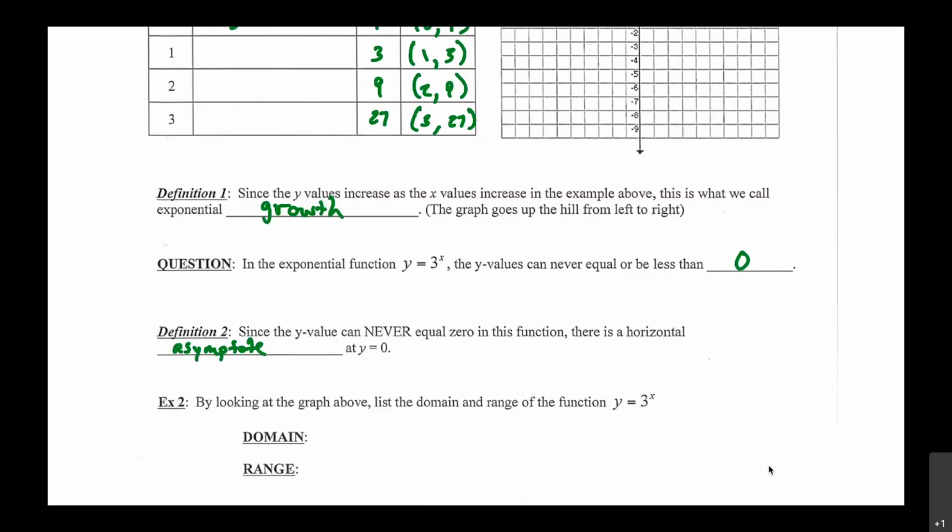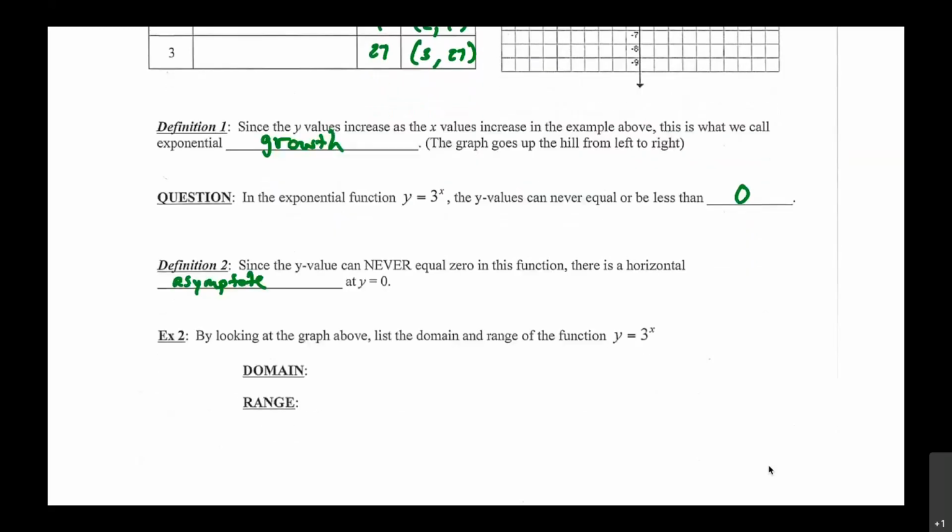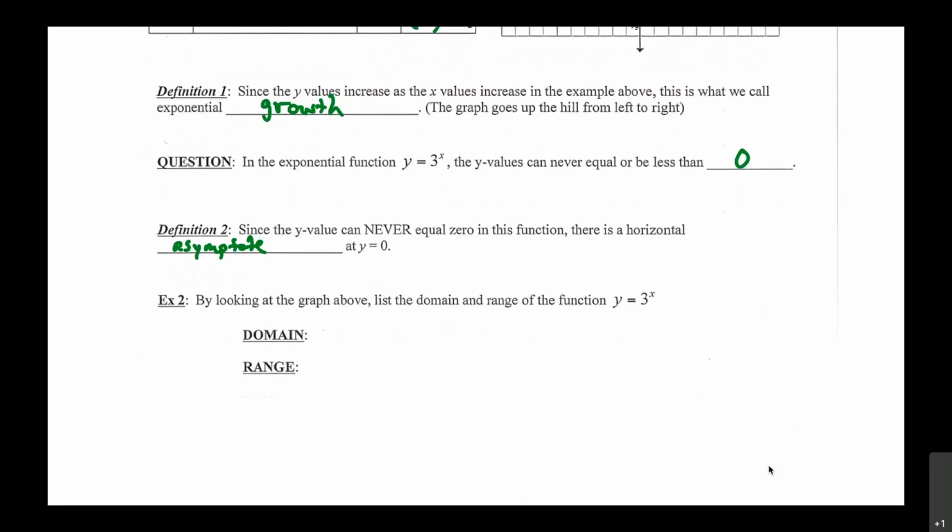All right, and then the last concept that we need to take a look at before we go into the next idea is domain and range. When we think about domain, remember before break, we talked about restricted domains and things along those lines a little bit. If you think about the equation that we have here, is there any number that you are not allowed to raise 3 to?